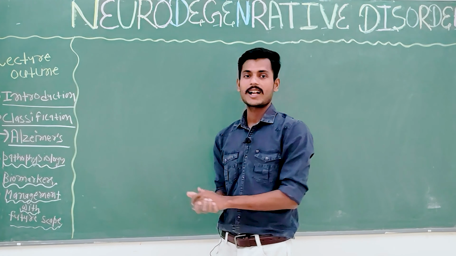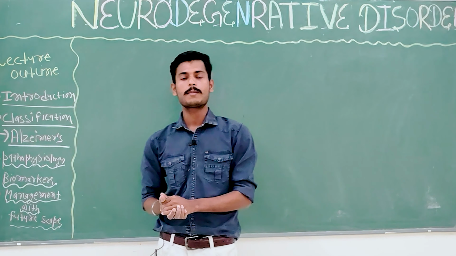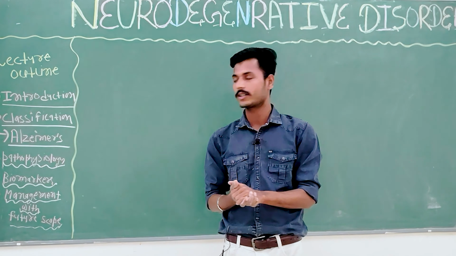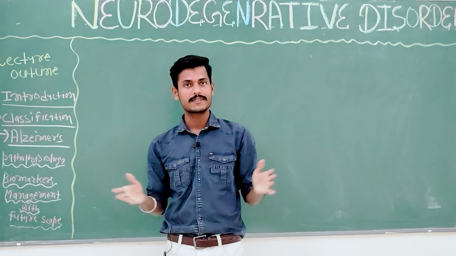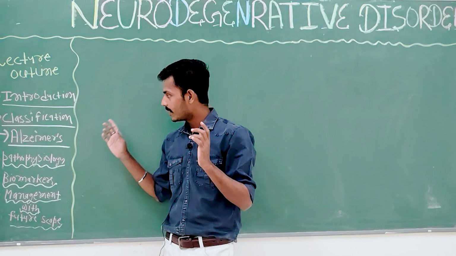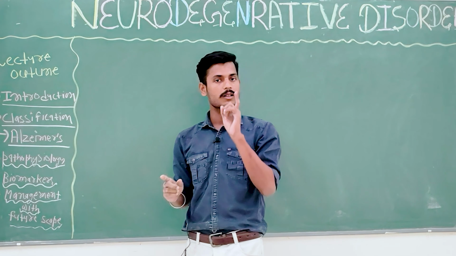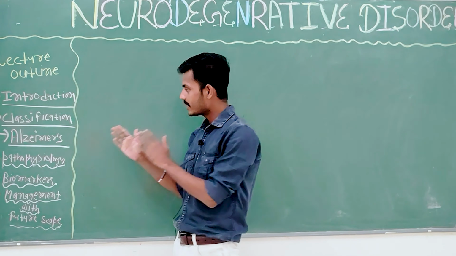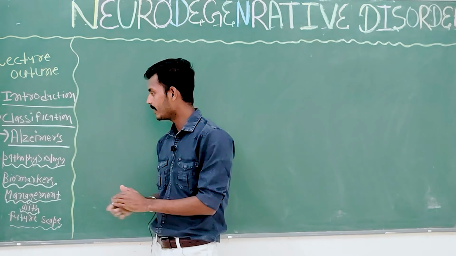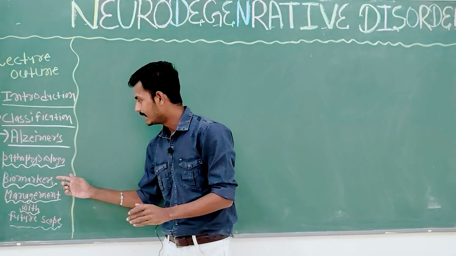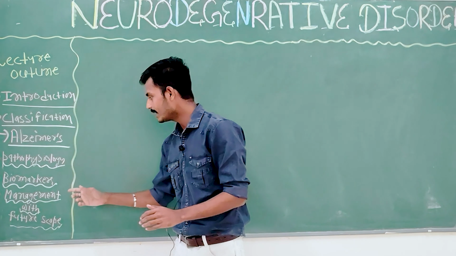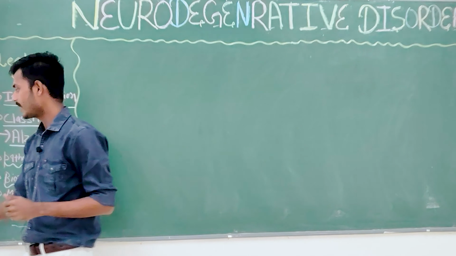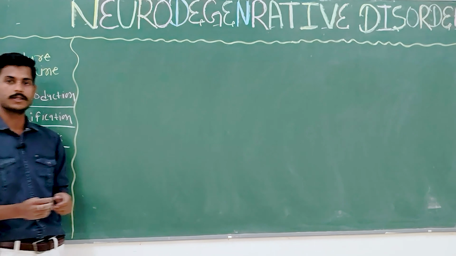So here is the lecture outline. First we will discuss the introductory part, what actually a neurodegenerative disorder is. Then we will discuss the classification, and among the classification we will pick up the first disease, Alzheimer's. We will discuss Alzheimer disease under the subheadings of pathophysiology, biomarkers, and management with the future scope. So let's start to understand what actually a neurodegenerative disorder is.